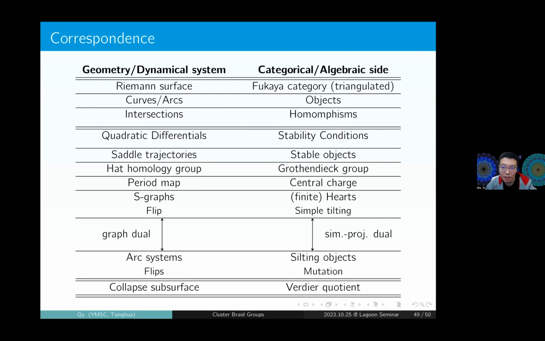So maybe I finish with this table. It is a dictionary between the geometric, dynamical system side and the categorical and algebraic side, showing how the things correspond.